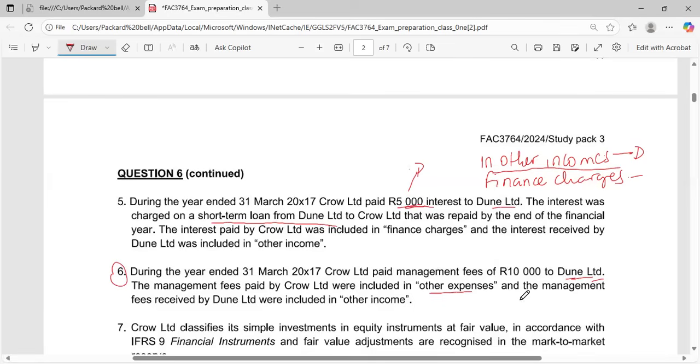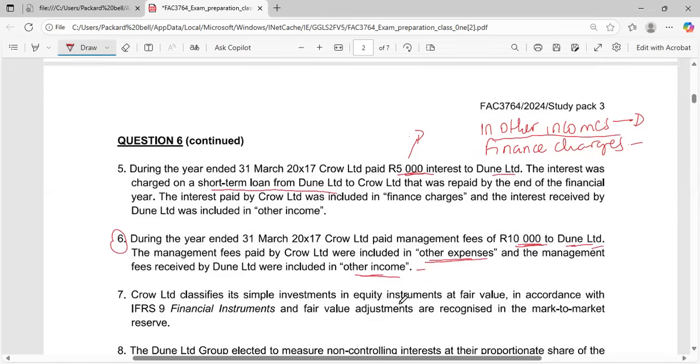So you go to your other expenses, then you take out other expenses by this amount. Then you go to other income, you also reduce other income. That's the complete double entry. Because on the other hand, it means other expenses must be reduced, then other income must also be reduced. Right, so that's number 6.